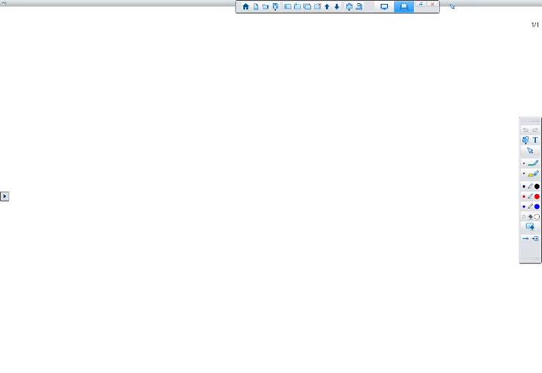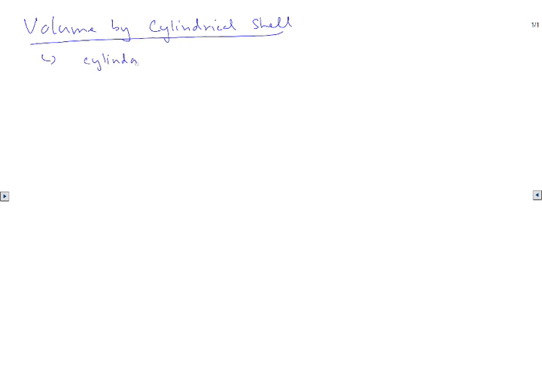In this section, we are gonna learn about one more volume method called the volume by shell method, or the cylindrical shell method. Sometimes we also call this the cylinders method, or sometimes we also call this just the shell method.